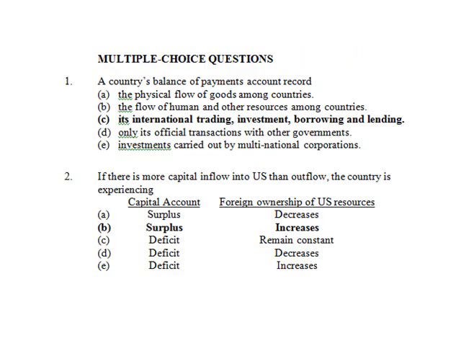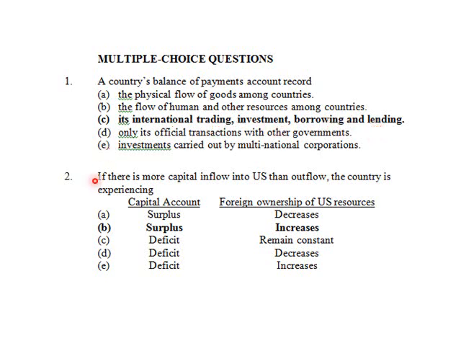Now let's take a look at MCQ questions. Question one, what does the balance of payment account record? Obviously it records the international trading and investment, which is the capital inflow and outflow, borrowing and lending, of a country. All the other answers are wrong. Flow of goods only, no. Flow of humans, no. Official transactions only, no. So international trading is your current account, while investment, borrowing and lending is your capital account.